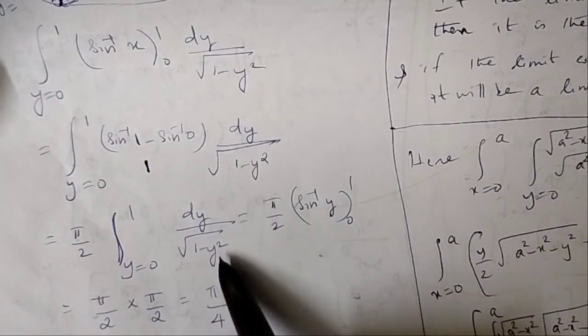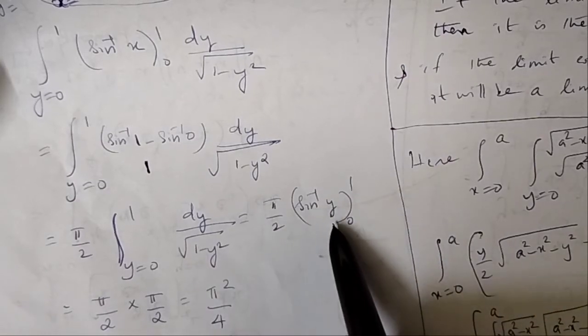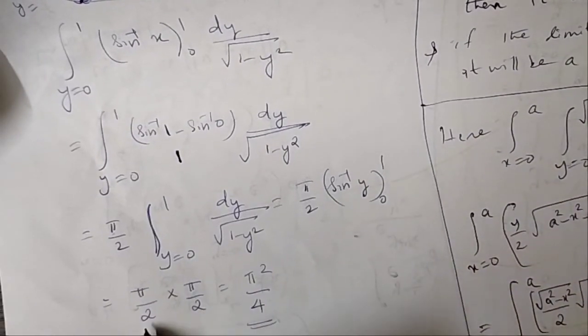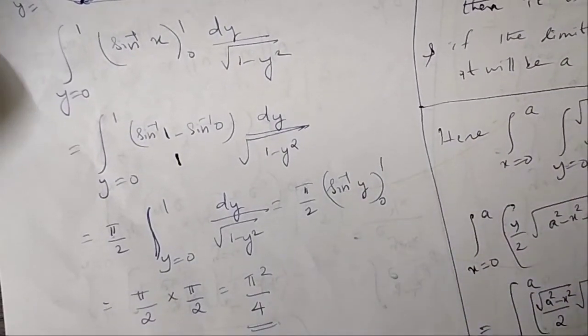Again, the integral of 1 by root of 1 minus y square is sine inverse y from 0 to 1. So pi by 2 into sine inverse 1, and sine inverse 0 is 0. So again pi by 2 comes. So pi by 2 into pi by 2, that is pi square by 4.